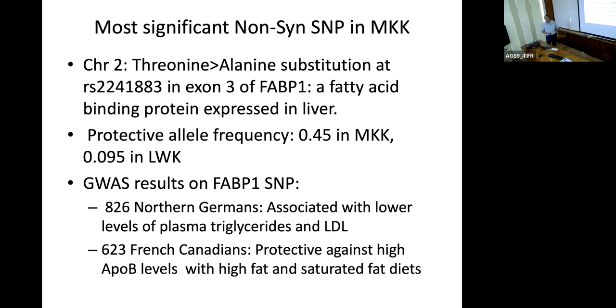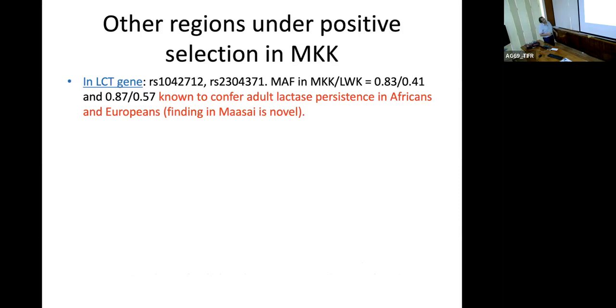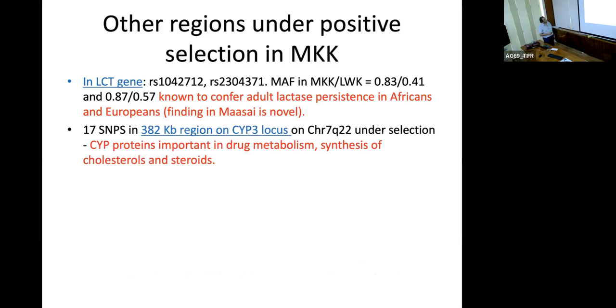Okay, so there are other regions under selection. The lactase gene has a mutation which is found in other Africans and Europeans, but nobody had found this in the Maasai, and so we found it. And then other SNPs in various loci involved with cholesterol and steroids.